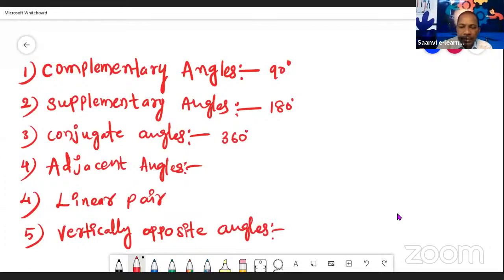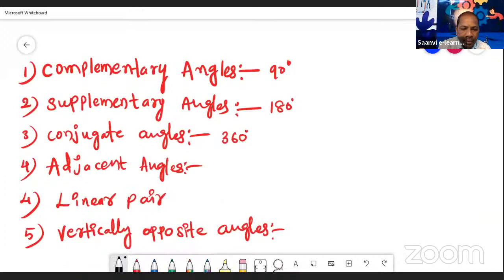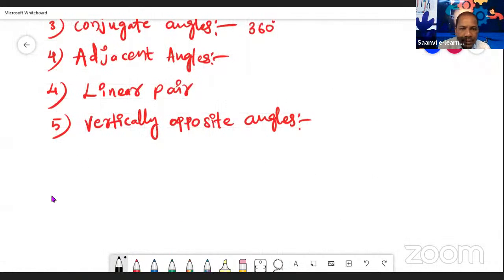It means if you understand all these topics, then only you can solve the exercise problems. So now we have discussed complementary angles, supplementary angles, and conjugate angles. Now the next topic is adjacent angles. Adjacent angles means, see, if two angles have a common vertex and a common arm, they are called adjacent angles.